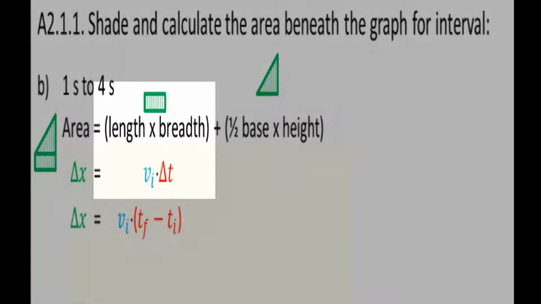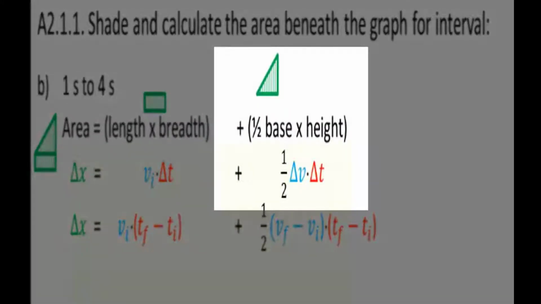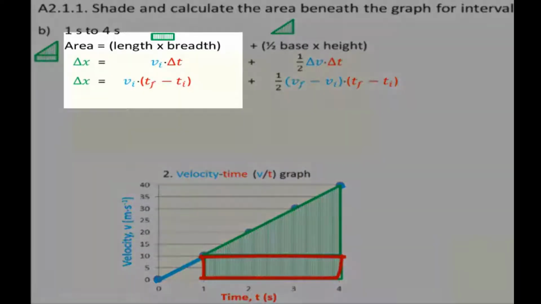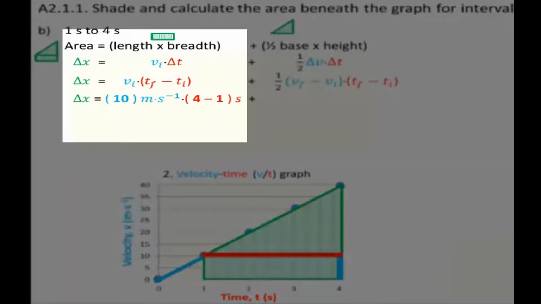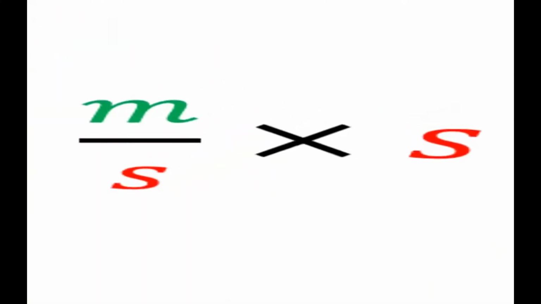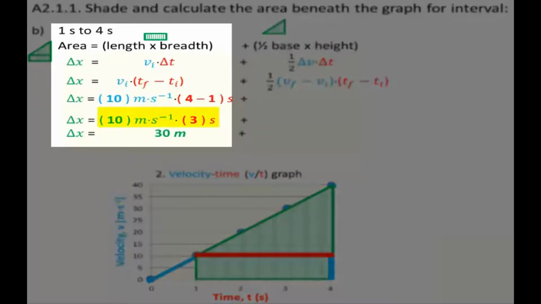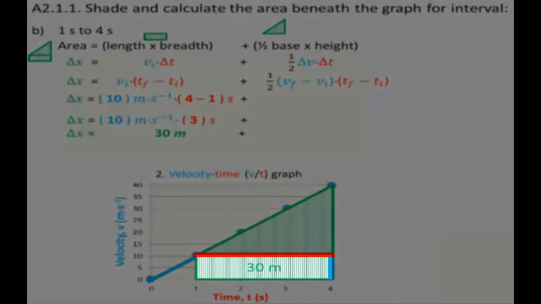Length times breadth is v initial times delta t. And then we add half delta v, the height of the triangle, times delta t, the base of the triangle. So first of all, let's get the area of the rectangle. Length times breadth. 10 meters per second times 4 minus 1 seconds. So that gives us the area of the rectangle, 10 times 3, 30. The unit is meters. Meters per second times seconds gives us meters. So we have 10 meters per second times 3 seconds gives us 30 meters. 30 meters is the area of just the rectangle underneath this graph.